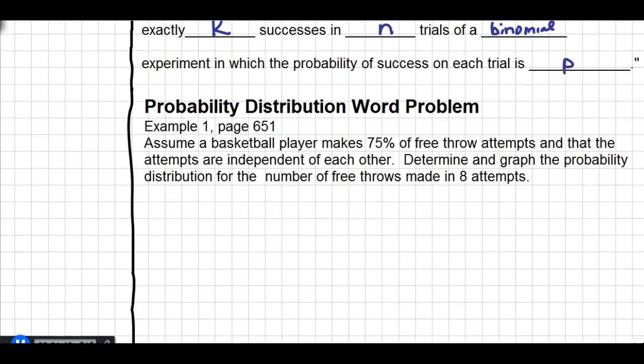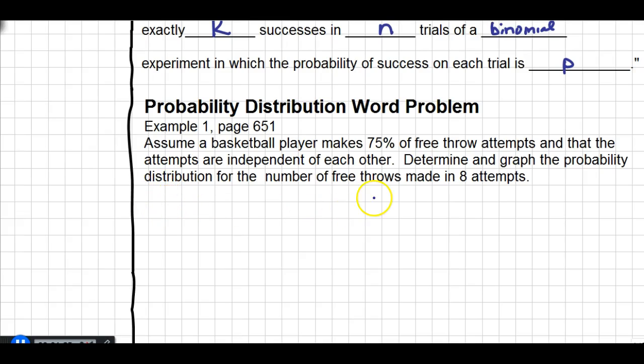So we're just going to jump right into an example. It's example 1 from our textbook. Assume a basketball player makes 75% of free throw attempts and that the attempts are independent of each other. Determine and graph the probability distribution for the number of free throws made in 8 attempts.